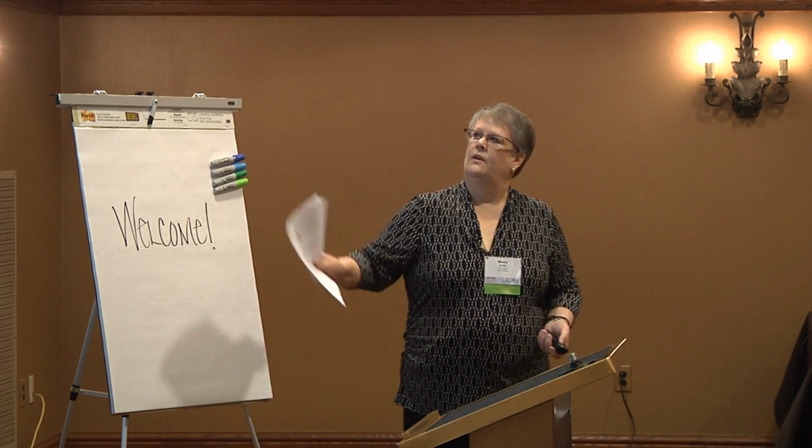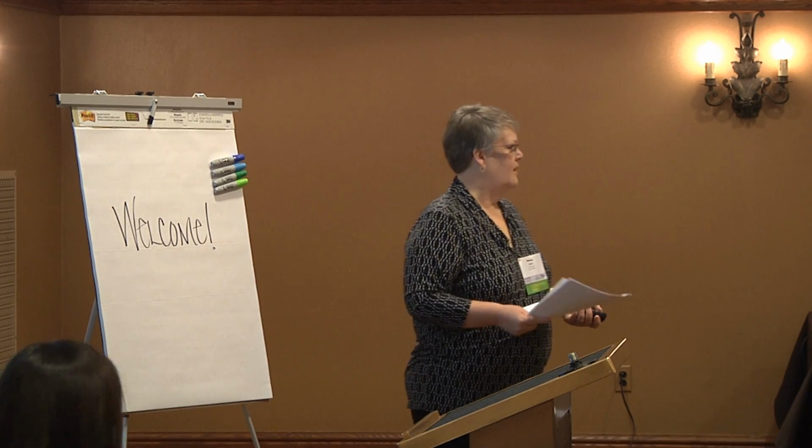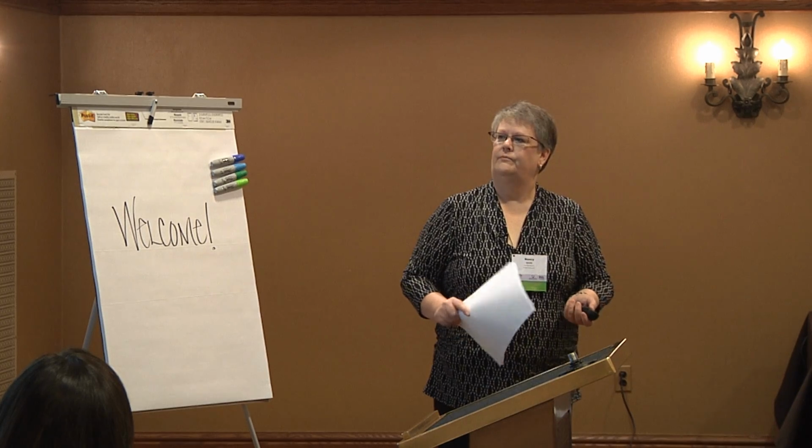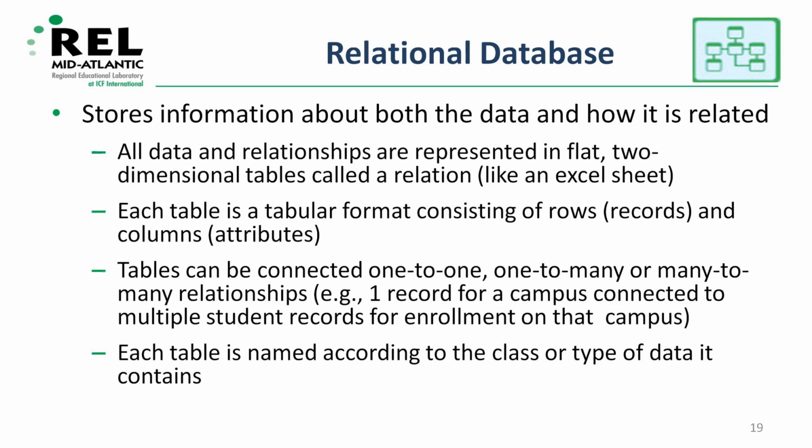Just to show you in the database design concept, the class is the table, it's a student table. There would be one for staff, one for campus, whatever. The attributes are the columns, and the object is the row. Hardcore, the IT people talk in those terms. I talk about rows, columns, identifiers. As I said earlier, in the relational database, we're storing information both about the data and how it's related, how all the different tables are related.